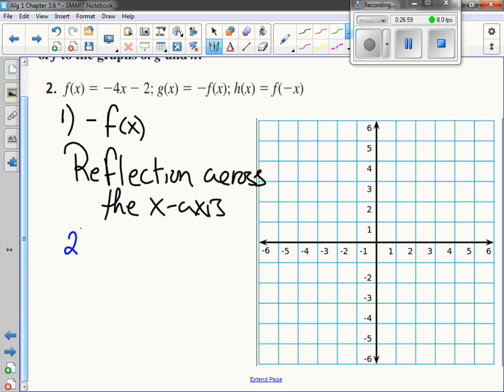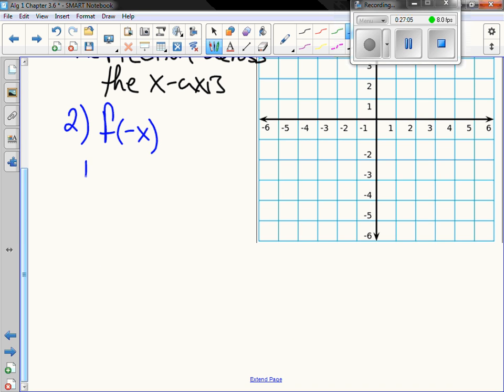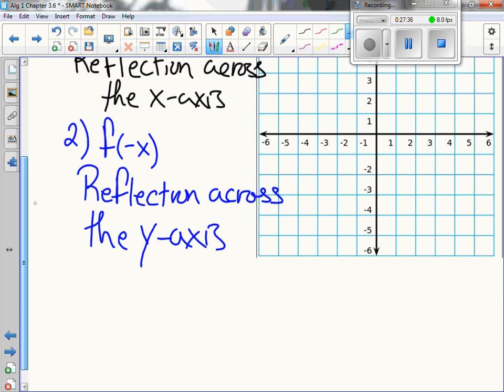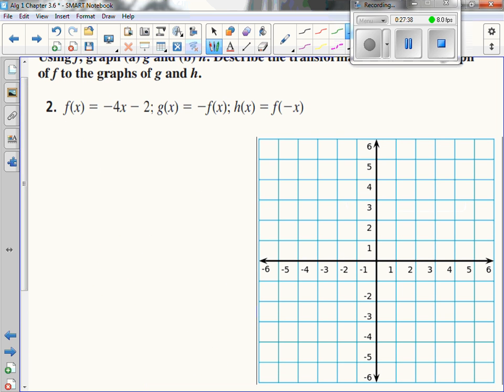Now the next one they gave us was f of negative x. And this would be a reflection across the y-axis because the negative is on the inside of the parentheses. Any questions on any of this here? We good with these here? Are we good to move on to the next string? Do we have this copied down? Yes? Okay.